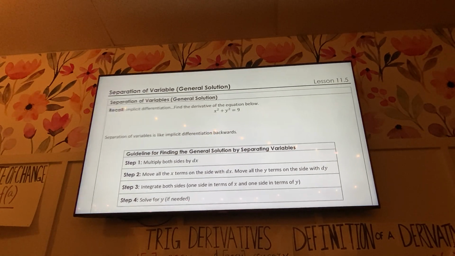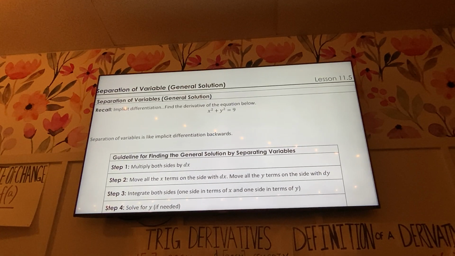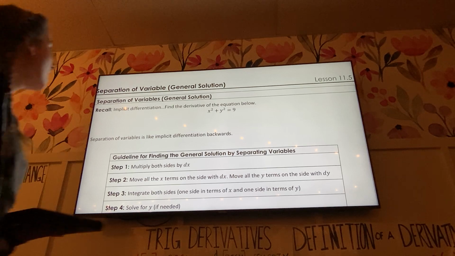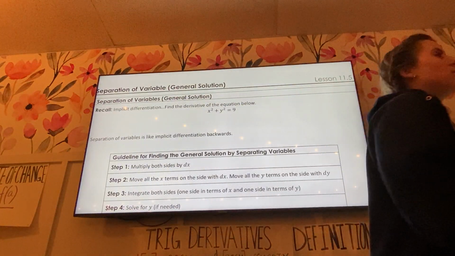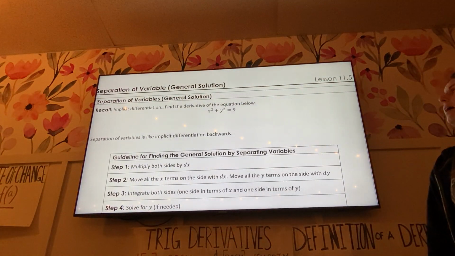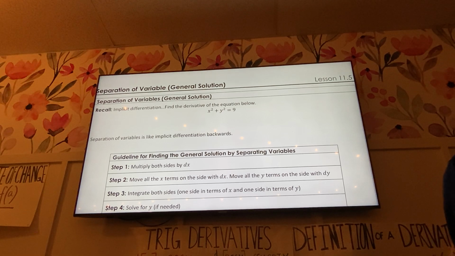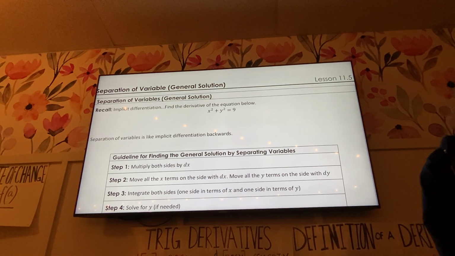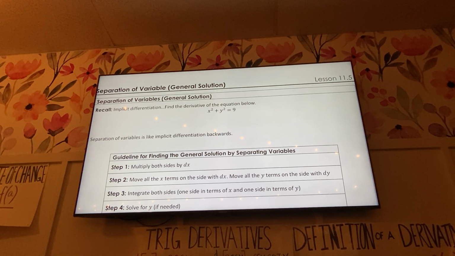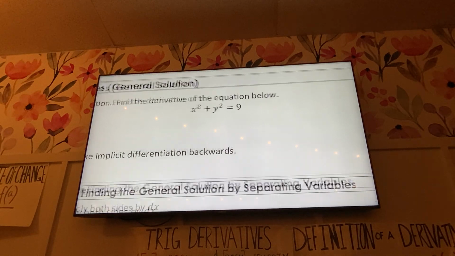All right, so what we're learning today is separation of variables, which went pretty well in fourth period, so I'm feeling good about it. Separation of variables is the implicit differentiation of integrals. I know a lot of you are probably thinking, I don't even remember what implicit differentiation is, so let's review that.